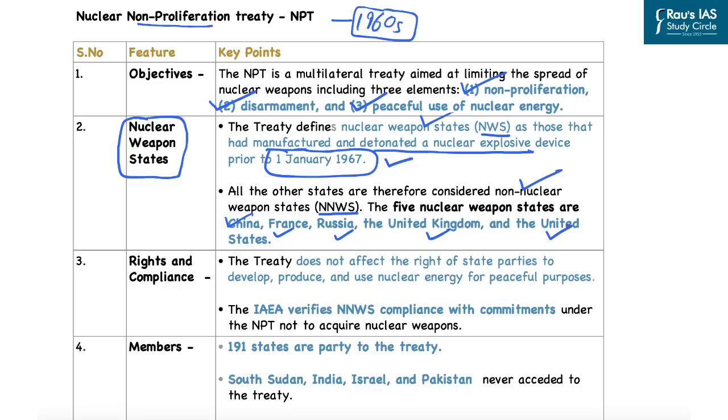So this is one important thing that we should be aware of. Further, regarding the rights of the non-nuclear weapon states, this treaty does not prohibit these states from using nuclear energy for peaceful purposes. For example, they can set up nuclear power plants and things like that. Further, the compliance of any particular country to the NPT Treaty is verified by the International Atomic Energy Agency.